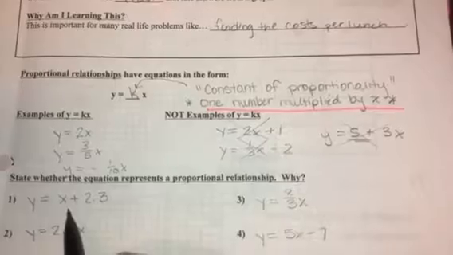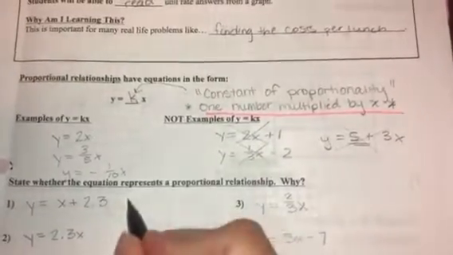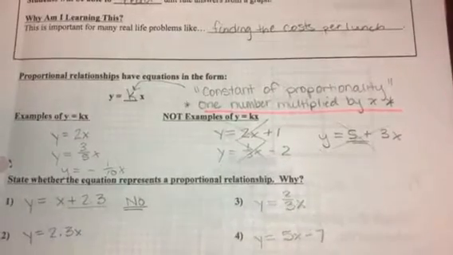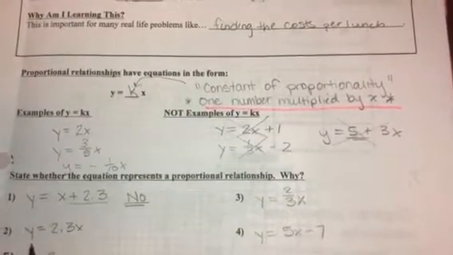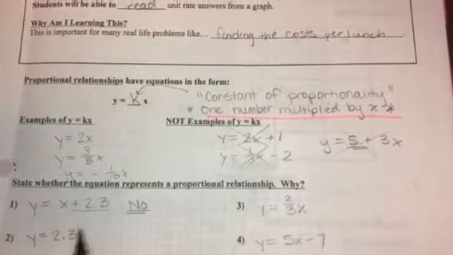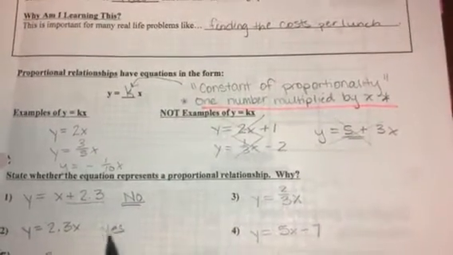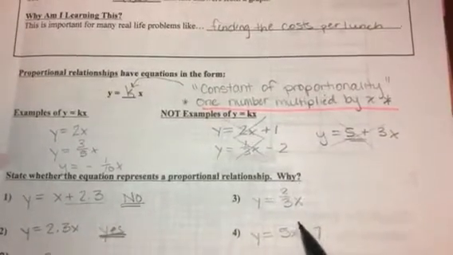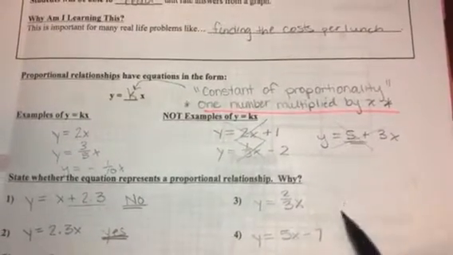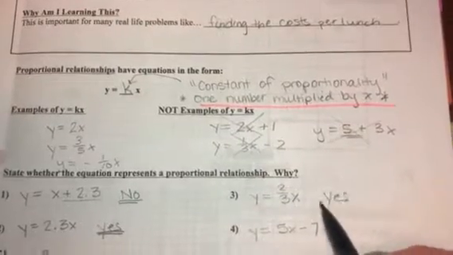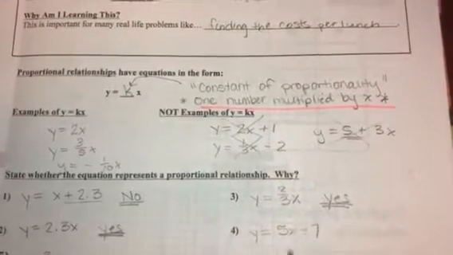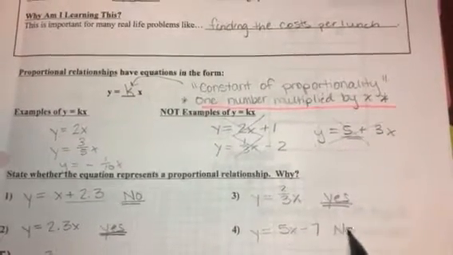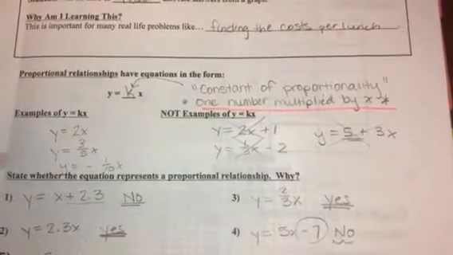So number 1, y equals x plus 2.3. This would be no, not proportional because of the plus 2.3 part. Number 2, y equals 2.3x. This one would be a yes because we're not adding or subtracting anything. Number 3, y equals 2/3 x. This would be a yes because we're not adding or subtracting anything. And number 4, y equals 5x minus 7 would be a no because of that subtracting 7.